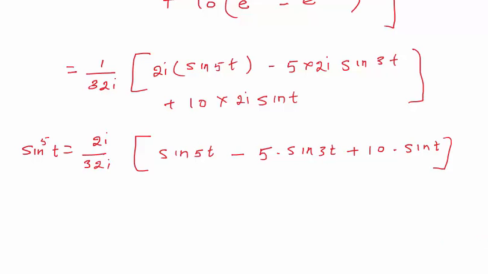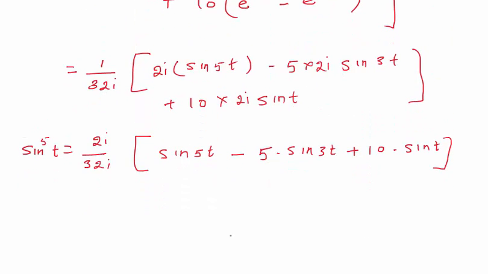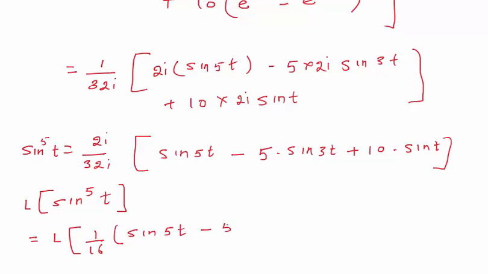Now we can find the Laplace of this sin power 5t. So what we will say, that Laplace of this sin power 5t is equal to Laplace of, this 2 upon 32 will become 1 upon 16, and in bracket I can write sin 5t minus 5 into sin 3t plus 10 into sin t.